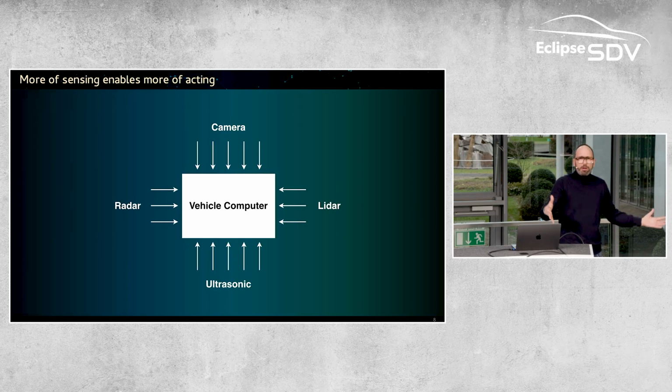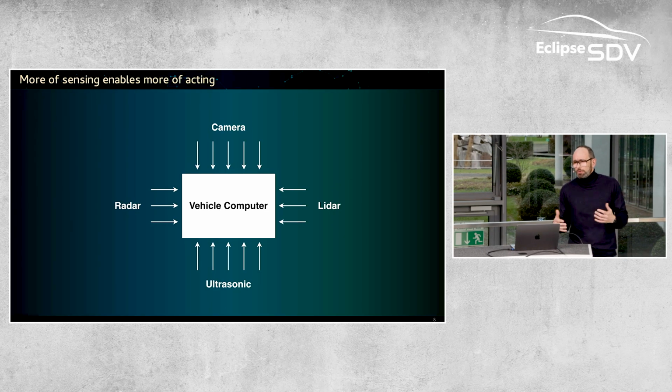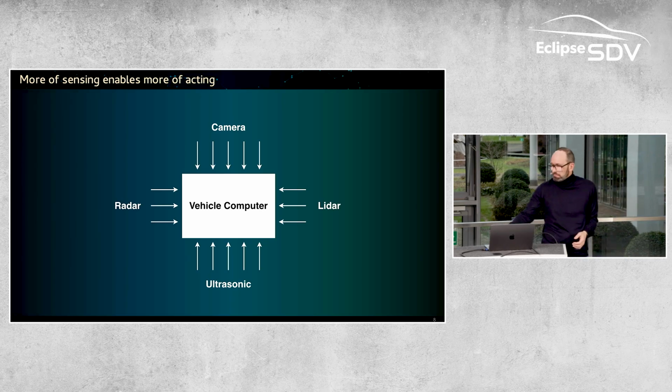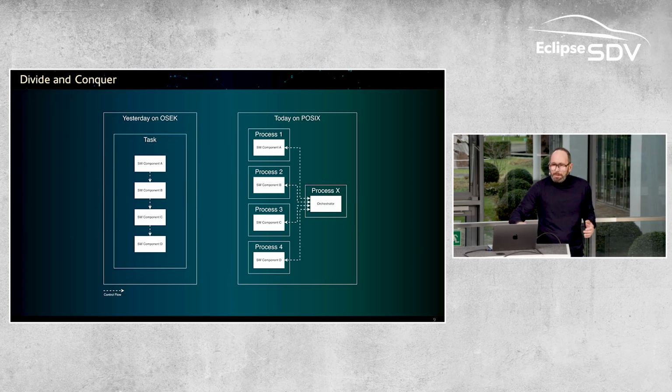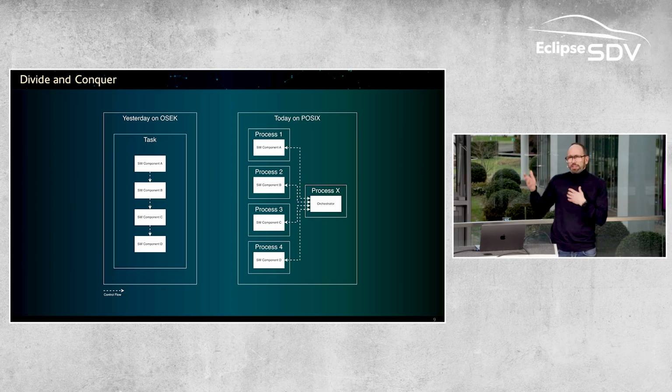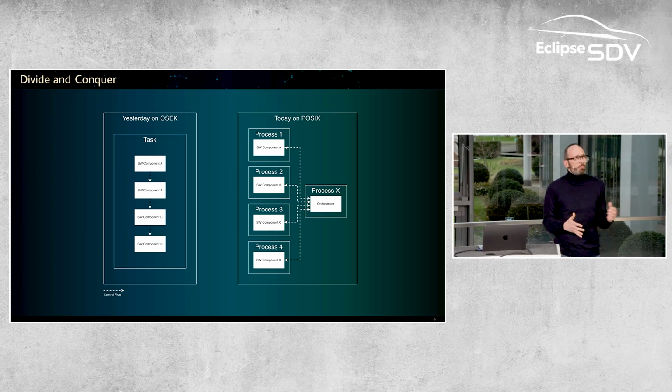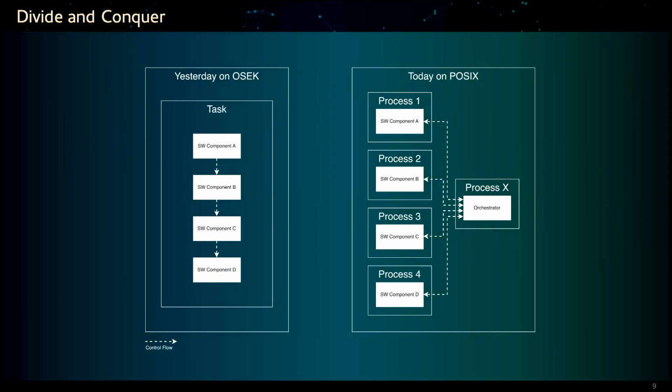Then you can say, okay, we go to the next level of autonomy. Let's have radars and cameras, lidars, ultrasonic, all connected to this vehicle computer. And we can rethink how we deploy software. So on the left-hand side, you see how it was done on OSEK, where you have a single address space operating system and compile everything into one binary. So you have tasks and you execute a chain of software components one after the other.